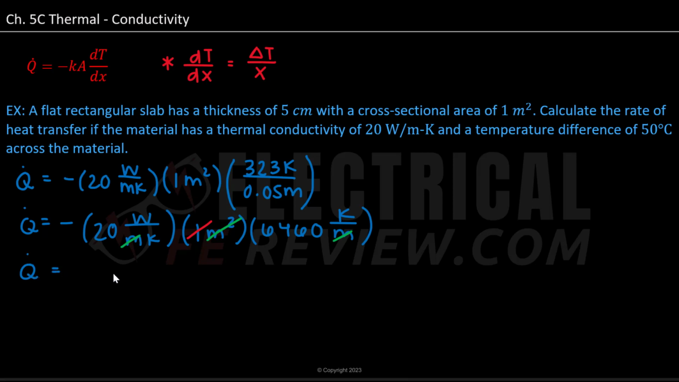Continuing to solve for our rate of heat transfer, if we multiply negative 20 by 6,460, we are left with negative 129,200 watts. This is because our K canceled out here.